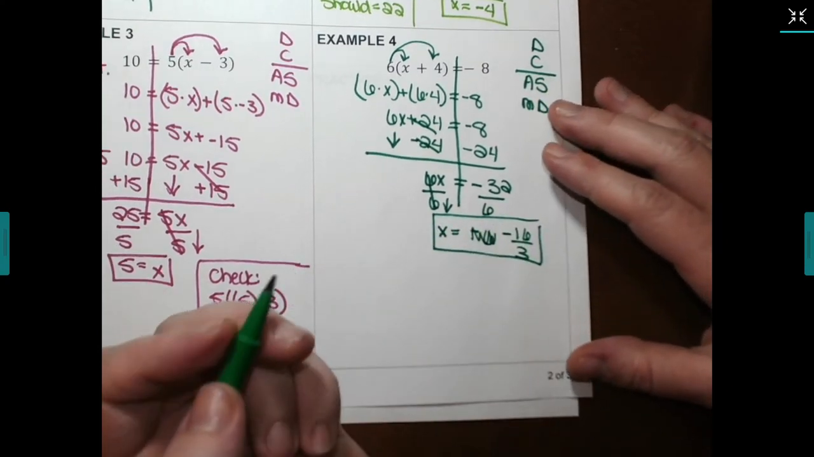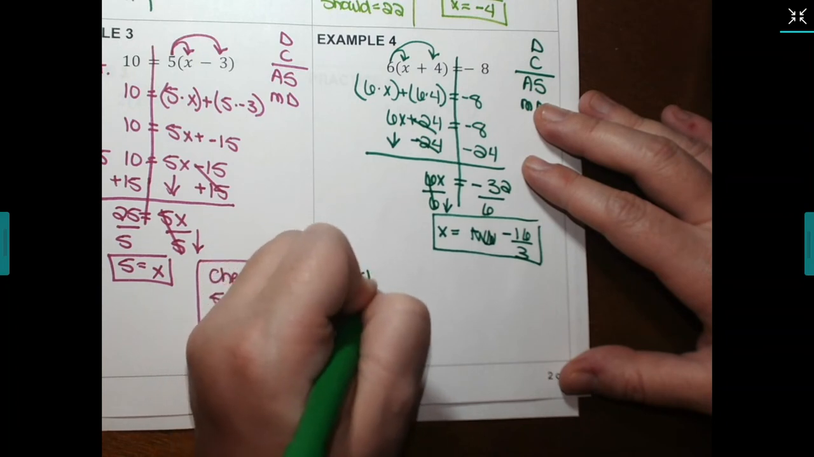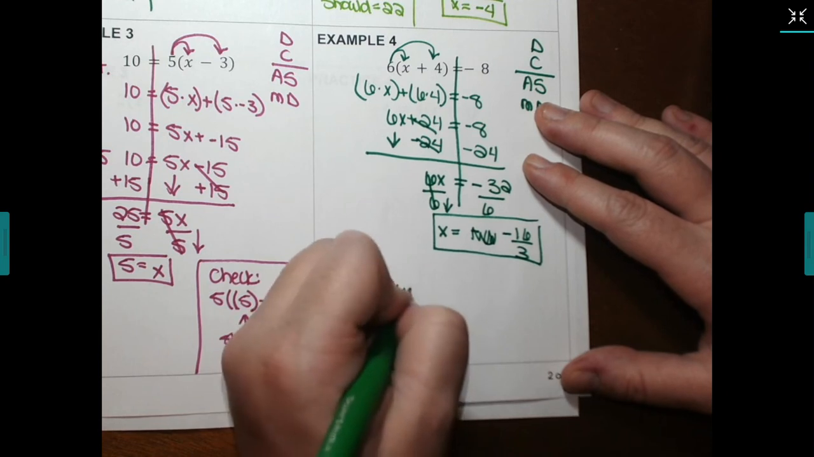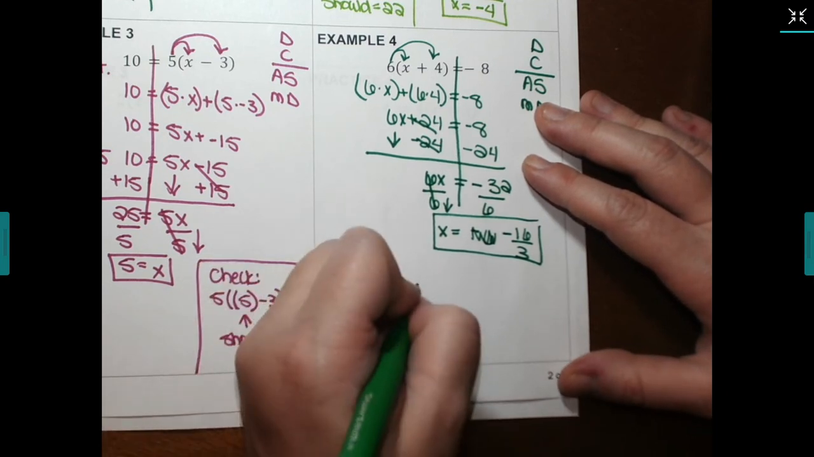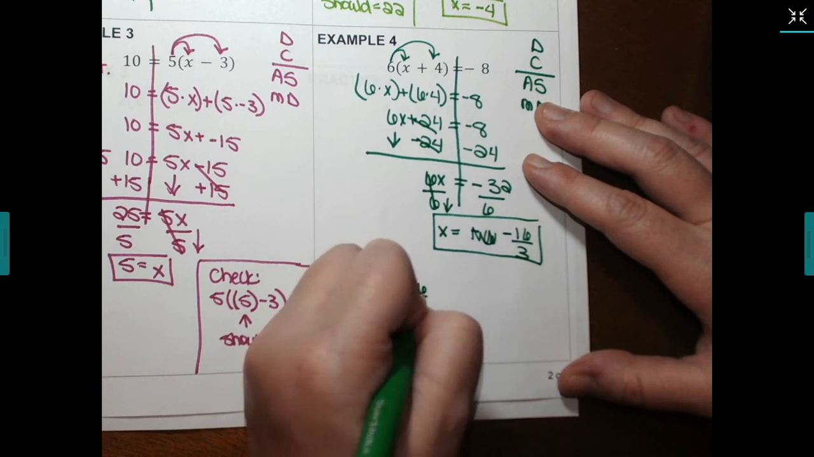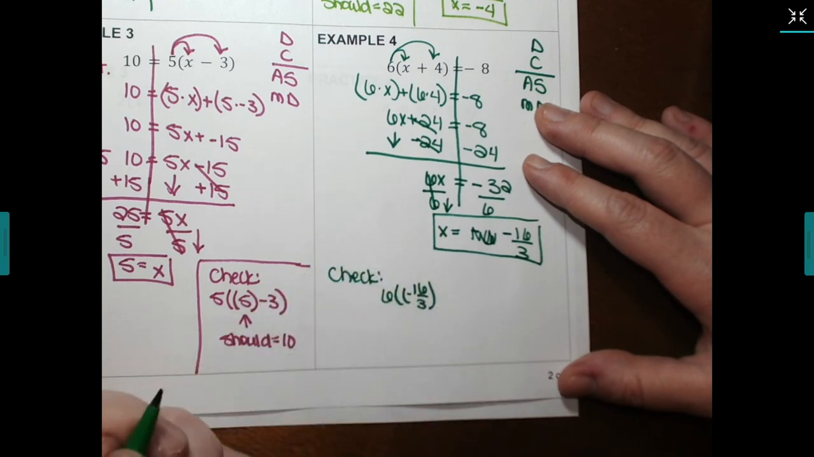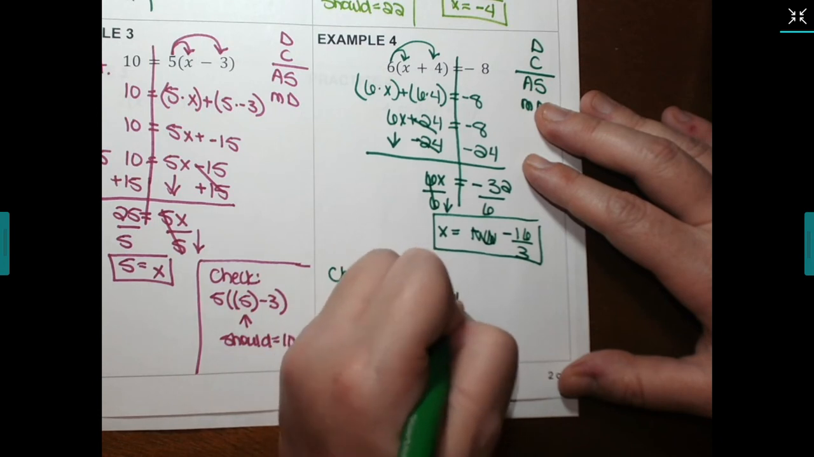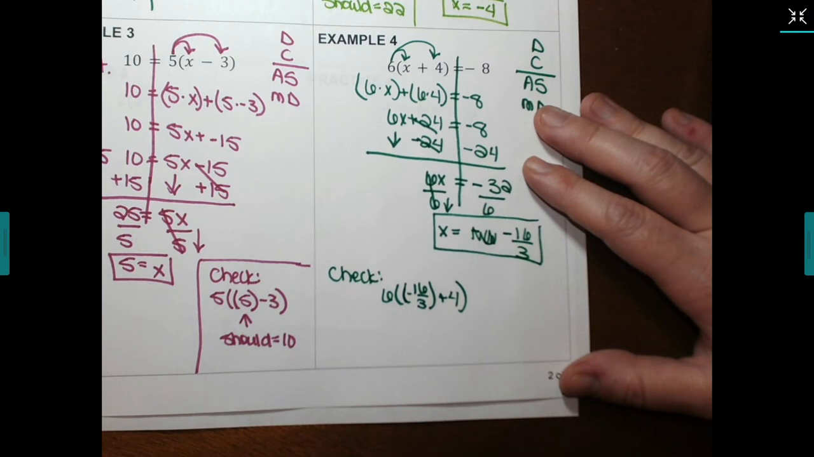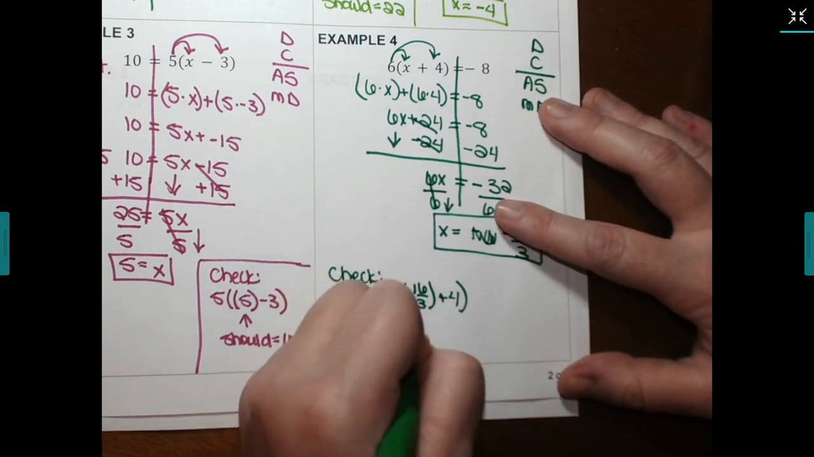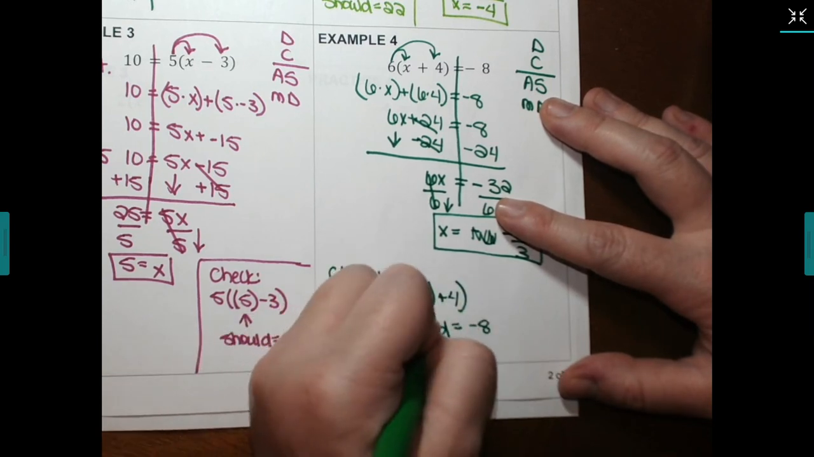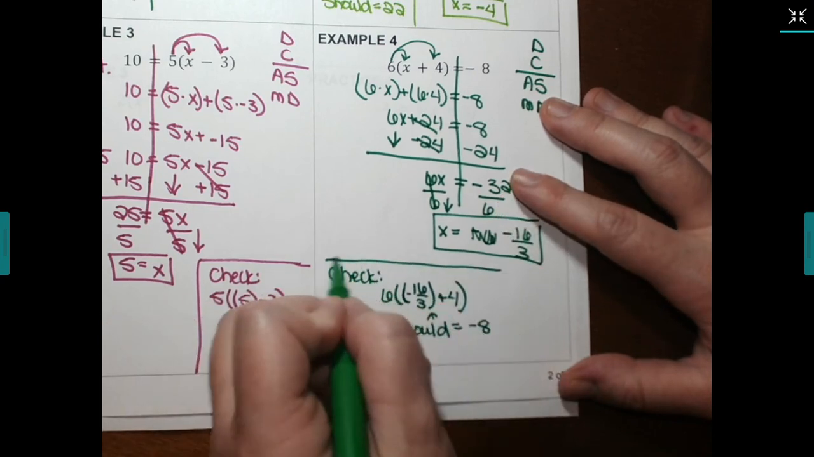Whew. Close one. To check it, you're going to take 6, open parentheses, -16 over 3, close parentheses, plus 4, close the other parentheses. Be careful when you're putting that one in Desmos. It could get tricky. And that should equal -8. And it does. There's how you check it.